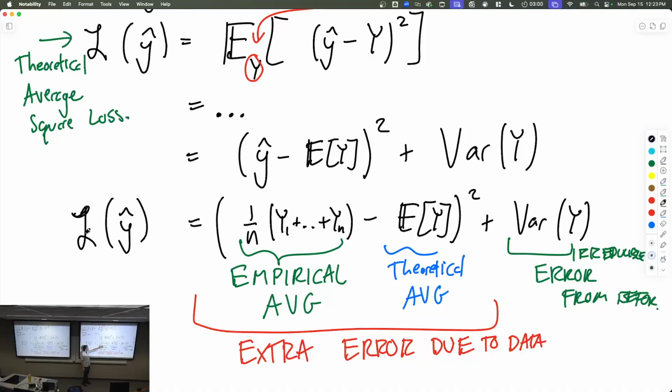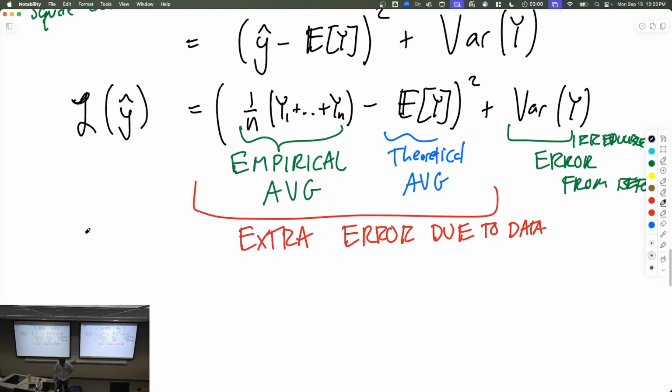So the question that you might be interested in is, for a given y1 to yn, this tells you how far away you are. But how much is it on average? So far we've averaged over the test data, but could we average over the training data as well? So we can make a new loss function. We can say, what is the average, averaging over y1 to yn, of the loss?